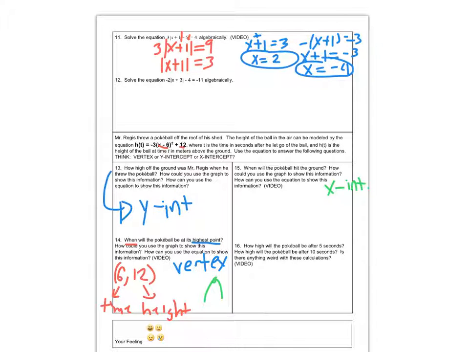So in other words, 0 is equal to negative 3 times x minus 6 squared plus 12. Minus 12 and divide by negative 3, and I get 4 is equal to x minus 6 squared. If I square root both sides, we're going to have x minus 6 is equal to 2, and x minus 6 is equal to negative 2.